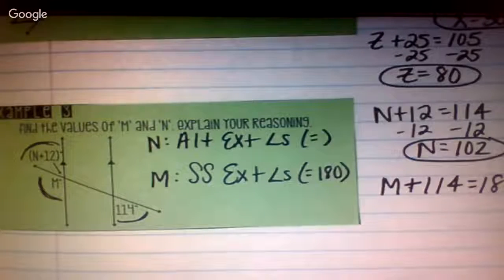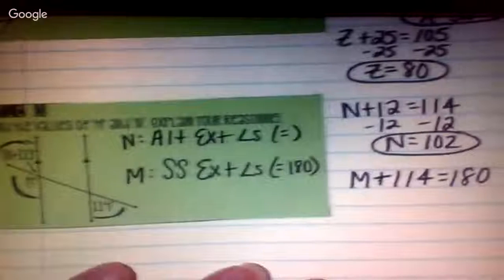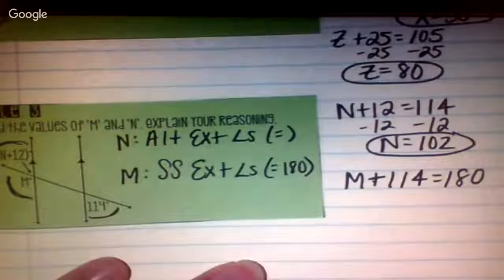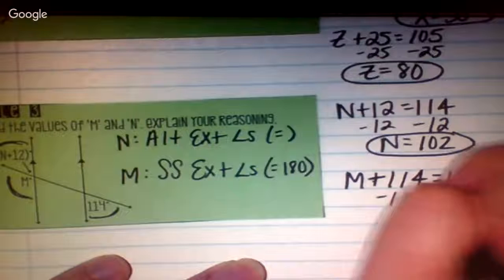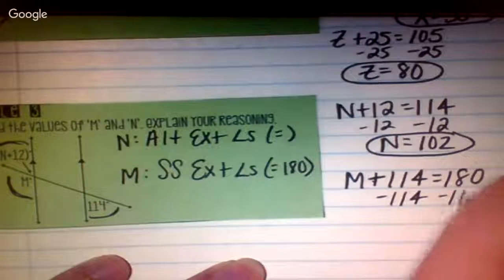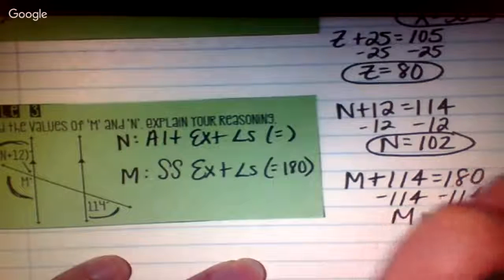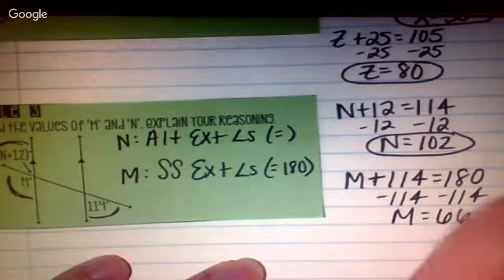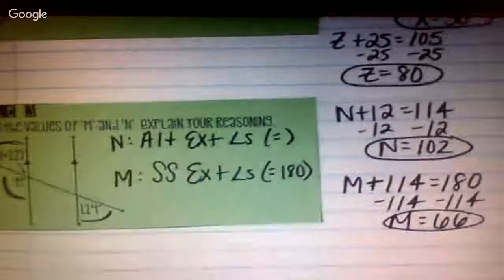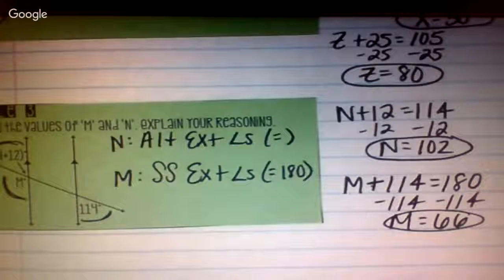Deja, how do I get M by itself this time? Fantastic. We subtract 114. 66, right? M equals 66. You got it, friend. That's it. Look at you, mental math.